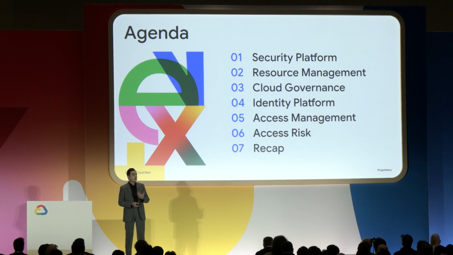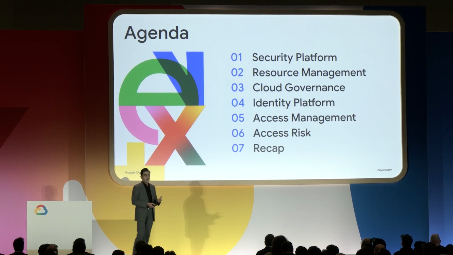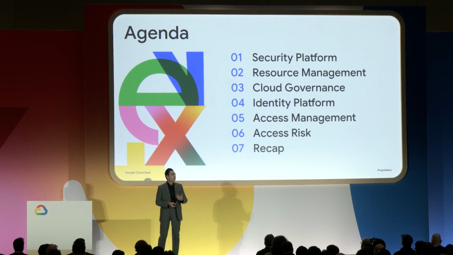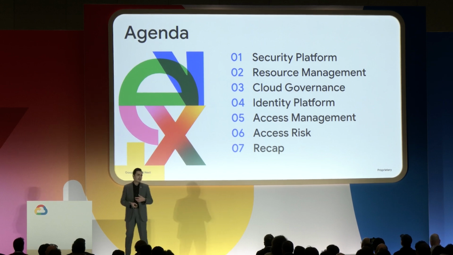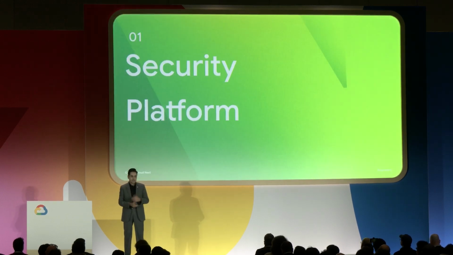We'll talk about cloud governance. When you create and mutate resources in the cloud, how do you ensure they have the right security posture? We'll then start talking about identity platform. We'll talk about access management. We'll talk a little bit about access risk, and then we'll recap. So that's how the session's going to flow.